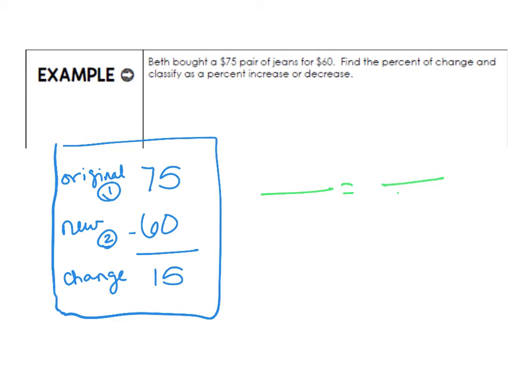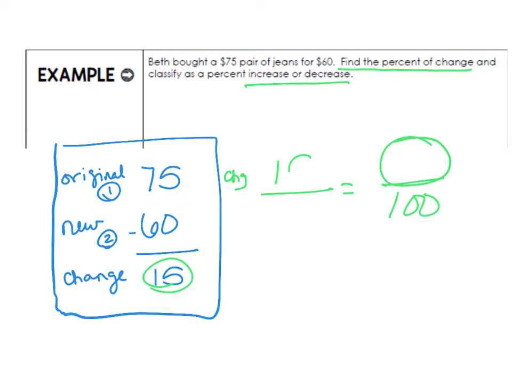Now I'm going to set up my proportion, and it wants me to find the percent of change and whether it's an increase or decrease. So I know that my percent is what I want to find. Remember, the change goes on top, so that would be 15, and the original goes on the bottom, which would be the 75. So once you have that set up, it should be a fairly easy problem to do.